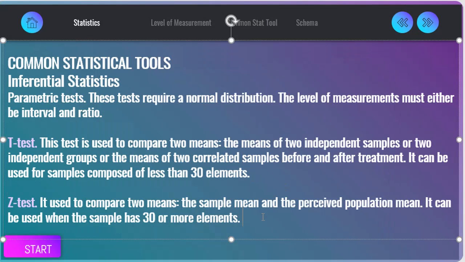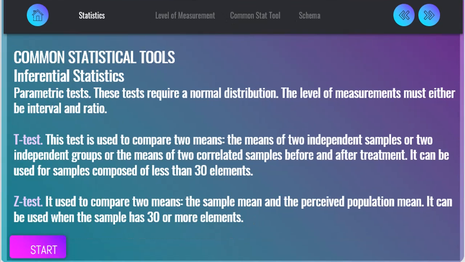Now we proceed to the z-test. The z-test is used to compare two means: the sample mean and the perceived population mean. It can be used when the sample has 30 or more elements. It is the comparison of the means of two independent groups taken from one population with known variance.